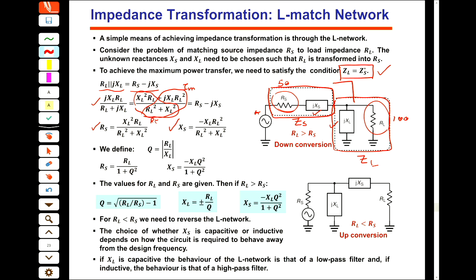To satisfy the condition, we define the Q factor of R and L in parallel like this. And then I replace the magnitude of R over XL with Q in these two equations. Then we find RS is RL divided by 1 plus Q squared, and XS is minus XL Q squared divided by 1 plus Q squared. Okay? So this is just the definition of the Q factor of R and L in parallel.